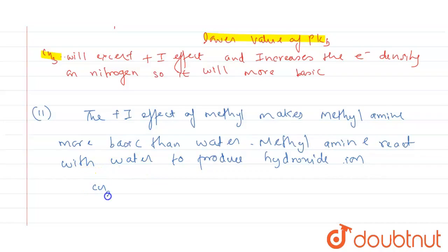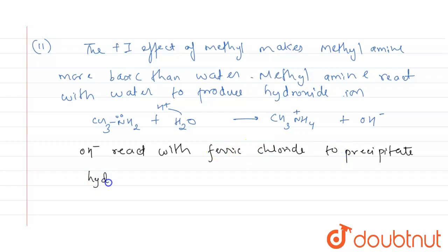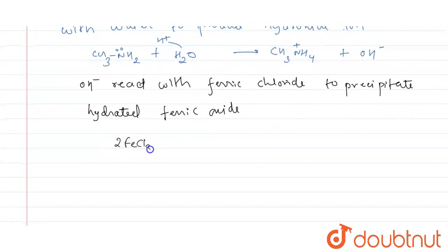The reaction that takes place is CH3NH2 reacting with water. Since it is more basic, it will donate its lone pair to the incoming H plus from water and form CH3NH3 positive and generate OH ion. This hydroxide ion reacts with ferric chloride to precipitate hydrated ferric oxide. The reaction is: 2FeCl3 reacts with 6OH ions and forms Fe2O3.3H2O and releases 6 chloride ions. So this is the hydrated ferric oxide precipitate.